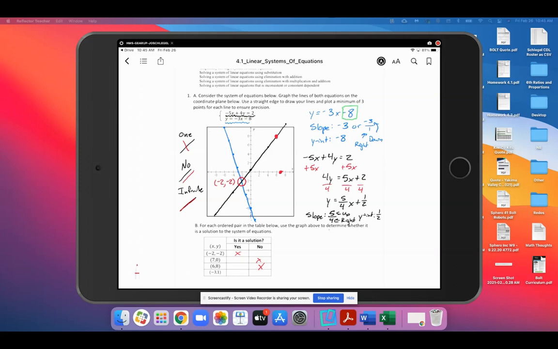For it to be a solution to the system, it has to be a place where both lines cross. Lastly, (-3, 1) catches the blue line right there, but it is not a solution to the system because it does not intersect both lines.